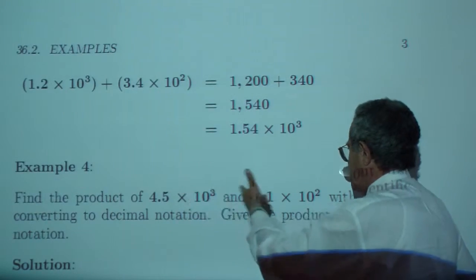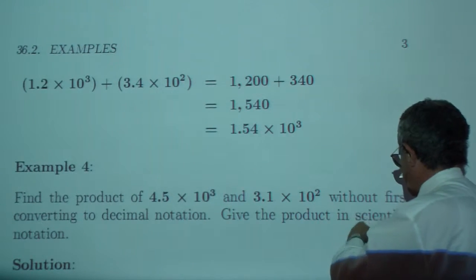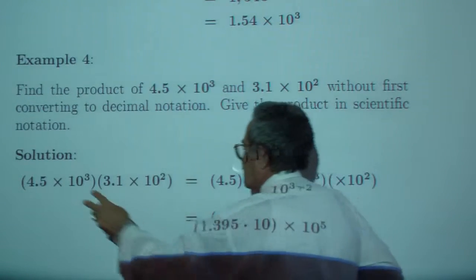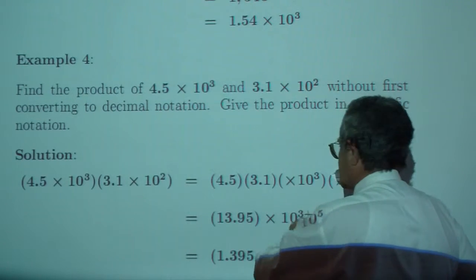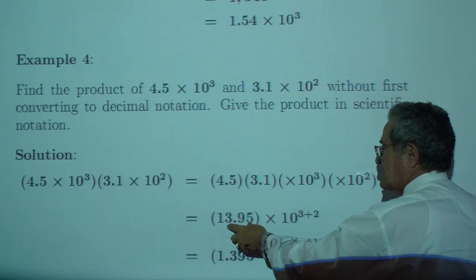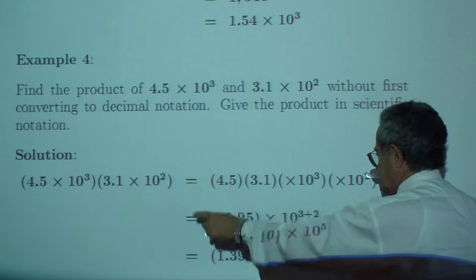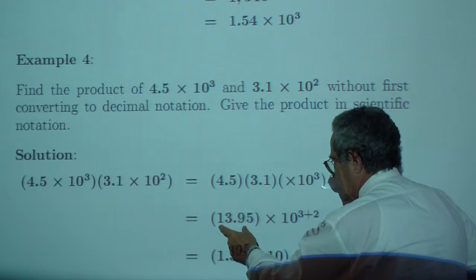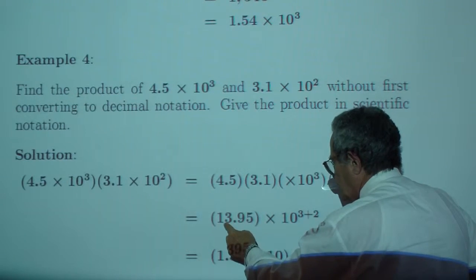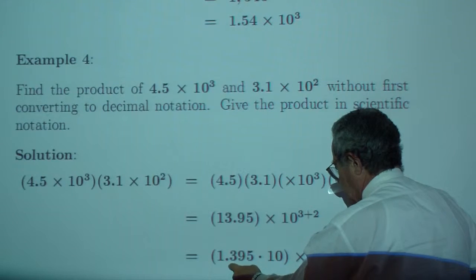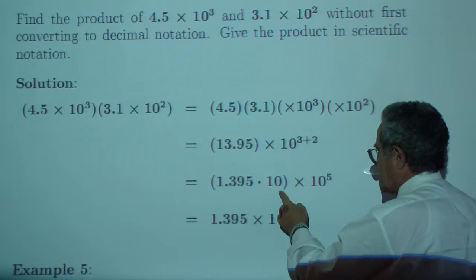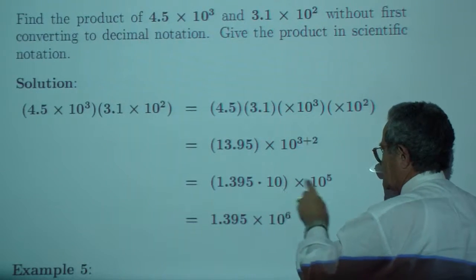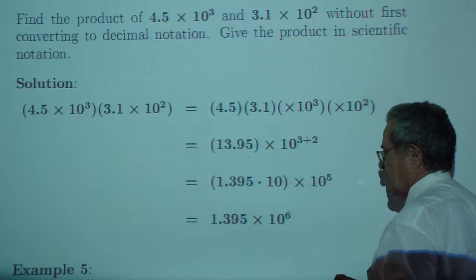Example 4, find the product of these two numbers and give the result in scientific notation. So multiply 4.5 by 3.1, which gives you 13.95, and times 10 to the 5. Now be careful, this is not between 1 and 10. This is 1.395 times 10, and that becomes 1.395 times 10 to the 6 when you combine the two powers of 10.